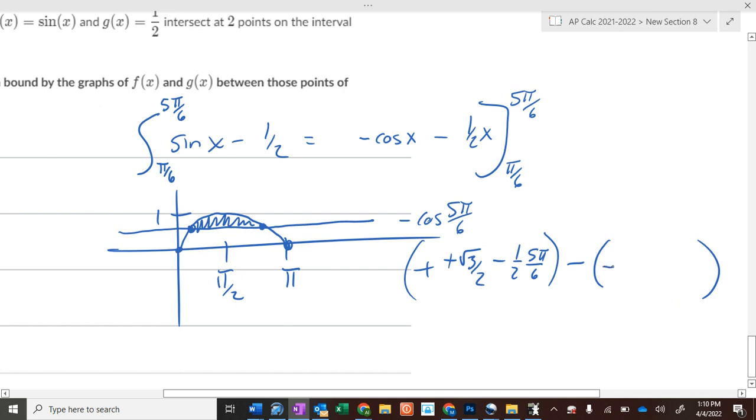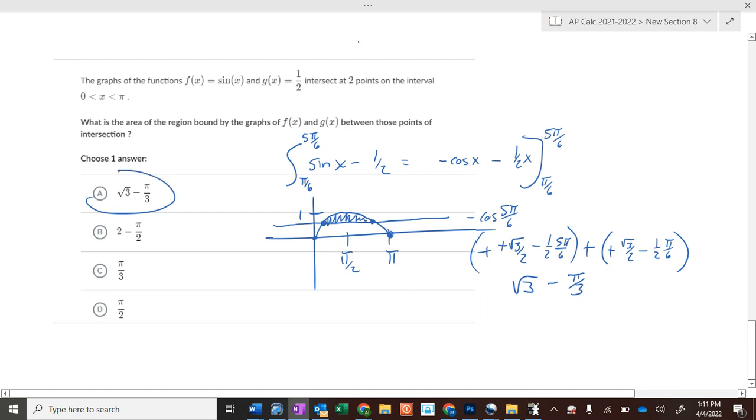minus, okay, if we put in pi over 6, negative the cosine of pi over 6. What's the cosine of pi over 6? Square root of 3 over 2, minus 1/2 of pi over 6, which is pi over 12. So we get plus a positive. So square root of 3 over 2 plus square root of 3 over 2 is 2 square root of 3 over 2, or just square root of 3. This is minus 5 pi over 12 minus 1 pi over 12, which is minus 4 pi over 12, which is pi over 3, right? So square root of 3 minus pi over 3. Ta-da.